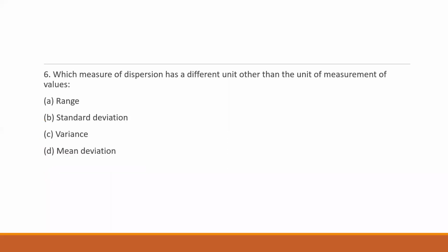Which measure of dispersion has a different unit other than the unit of measurement of values? Range, standard deviation, mean deviation, or variance? As I've already told while describing variance, in variance the units are meaningless. So in this case, the answer would be variance.